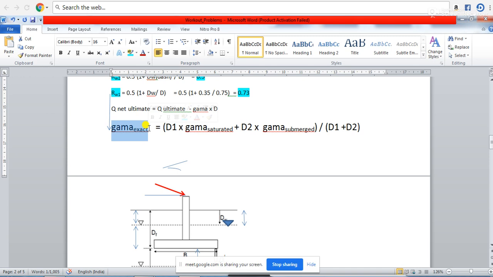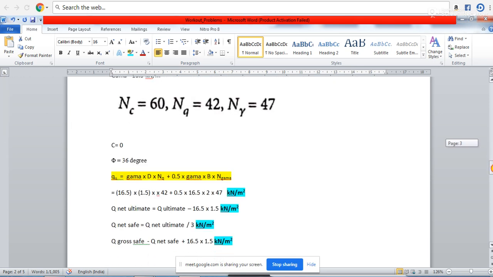Sir, in the IS code, in case of general shear failure, the second term is written as q(Nq minus 1) q s_q, and there is no effect of water table. And in the third term, it is W dash.